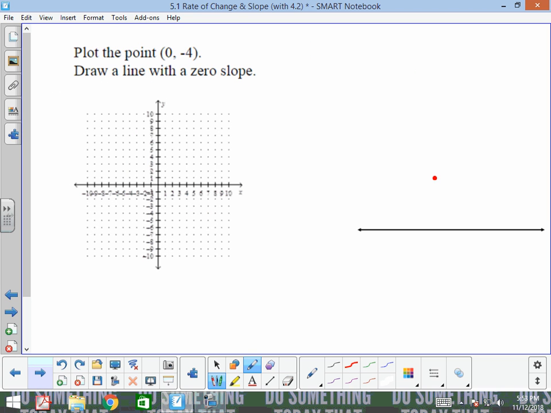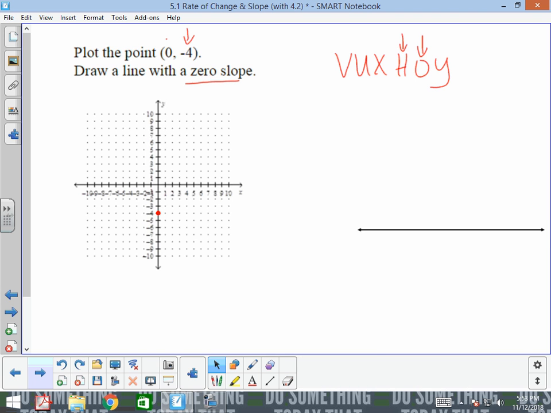All right, here's another one. Let's start at the origin. Now this says 0, -4. That means we're not going right or left. We're only going to go down 4. So go down 4: 1, 2, 3, 4. And this is 0 slope. So again, Vuxhoy. If it has a 0 slope, then it's horizontal. So we're going to take our line and draw it through the point 0, -4.